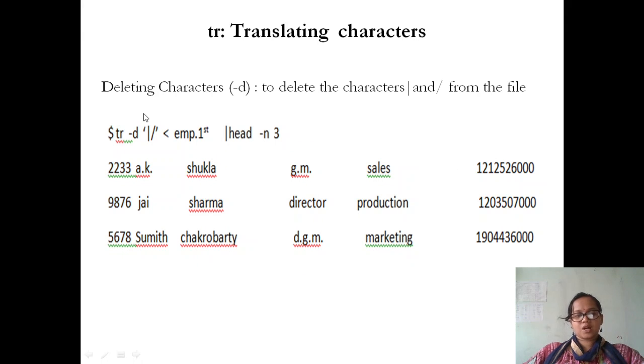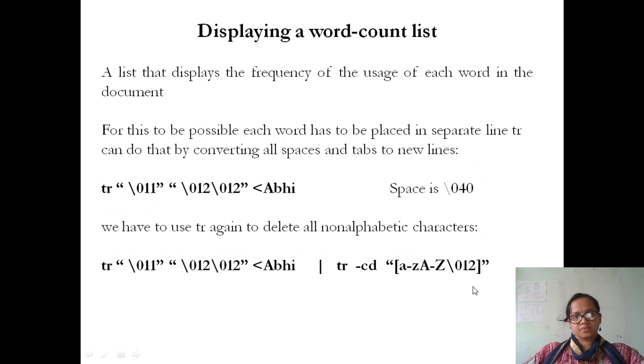One more option of tr is deleting characters, with minus d. In order to delete characters like pipe and slash from the file, you can see here with an example: tr minus d, where you have a pipe and slash, and we will say move on to employee list, and we want only the top 3 lines to be viewed. You can see here you don't have any delimiter over there, isn't it? There is no delimiter, it has been placed only with white spaces.